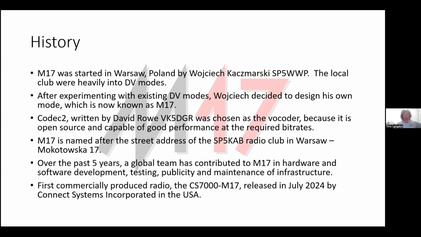Codec 2, written by a fellow VK5, David Rowe, VK5DGR, was chosen as the vocoder, being 100% open source licensed, and it performs reasonably well at the required bit rates, under 9600. A little known fact is that M17 is named after the street address of the club where it was born, and I'm not going to say that one.